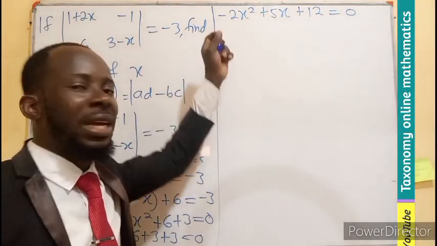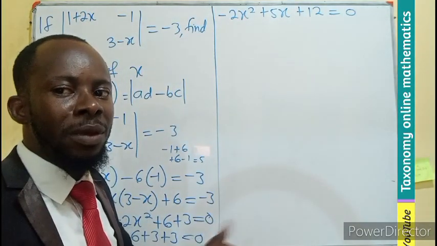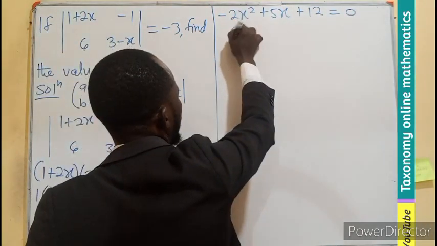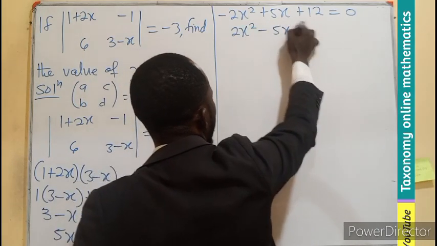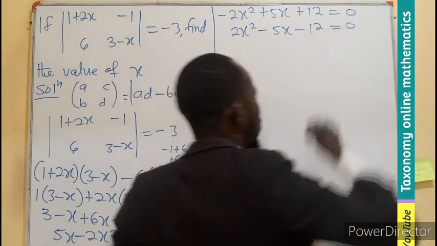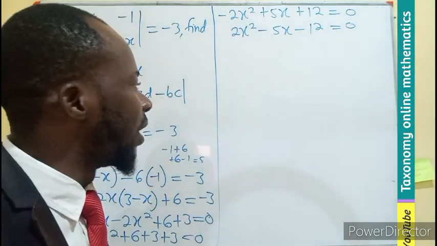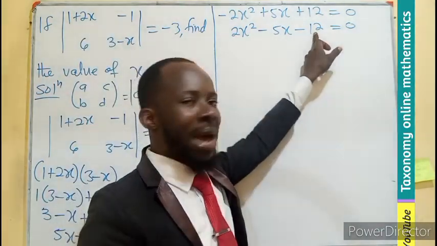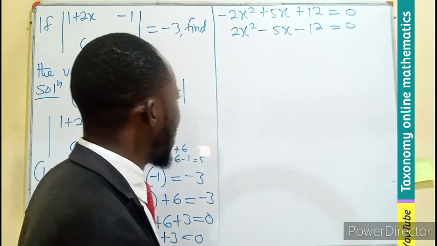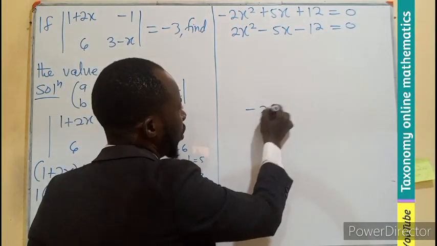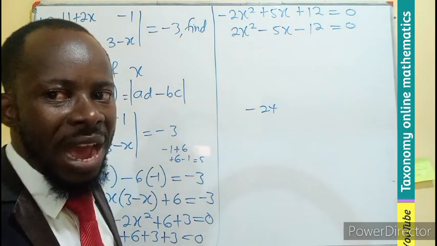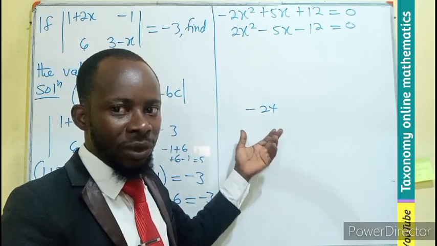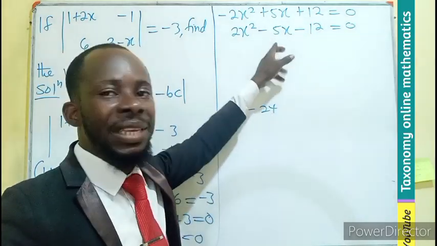For us to make the coefficient of our x squared term positive, we multiply through by a negative 1. So this gives us 2x squared minus 5x minus 12 equals 0. Now this becomes a quadratic equation. Let's use the 2 as the coefficient, multiply by the minus 12, and that will give rise to minus 24. So now we are going to find factors of 24. If we multiply, we get a negative 24. If we add, we get a negative 5.